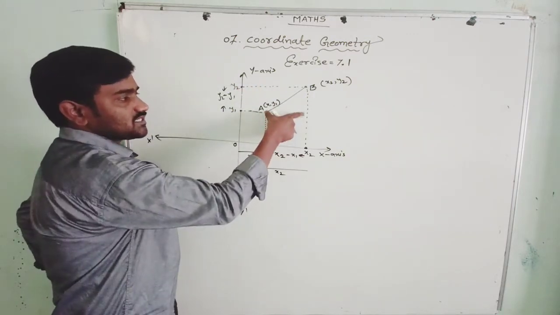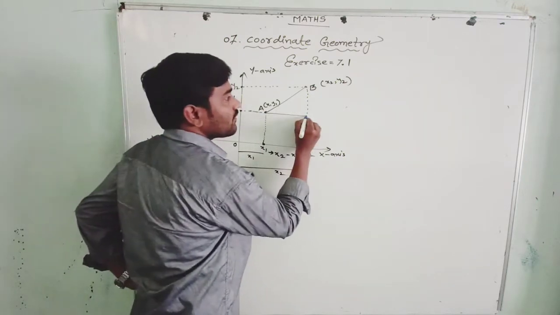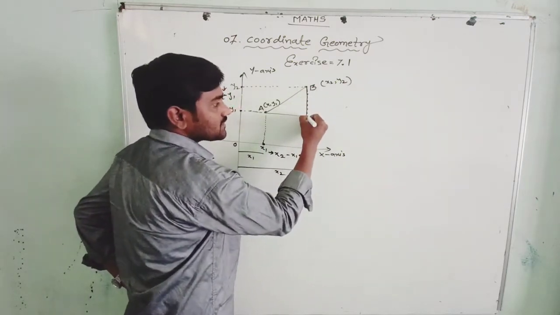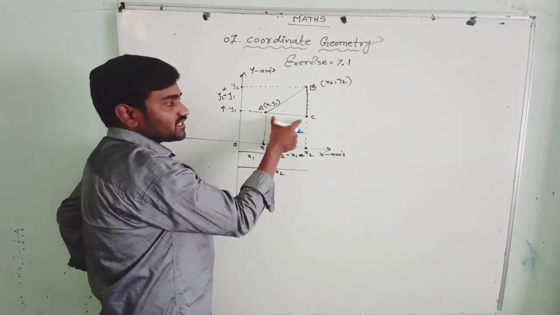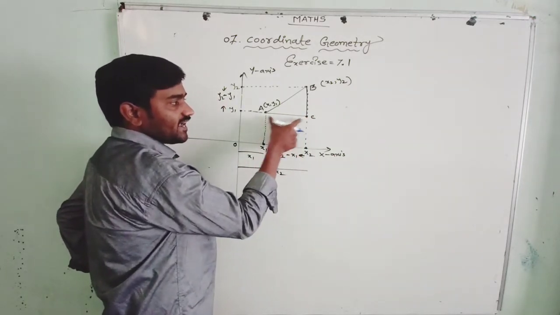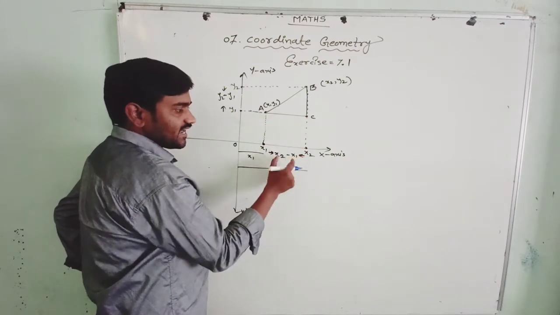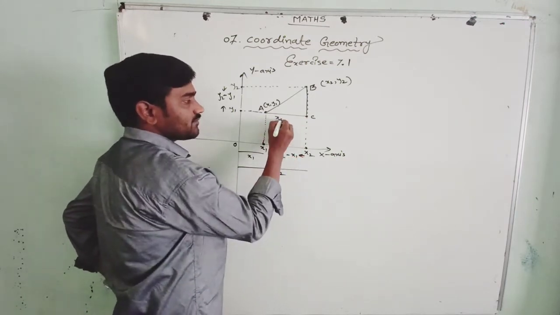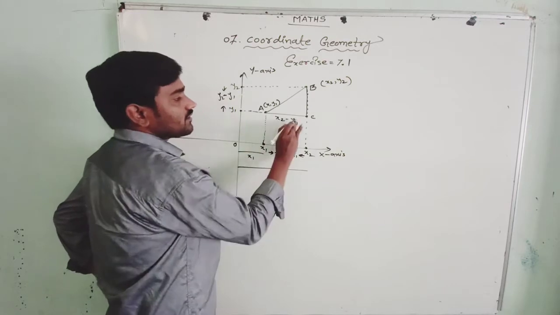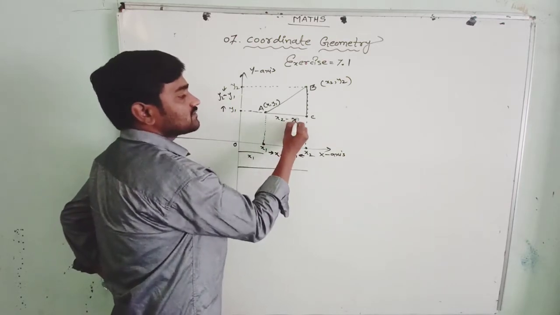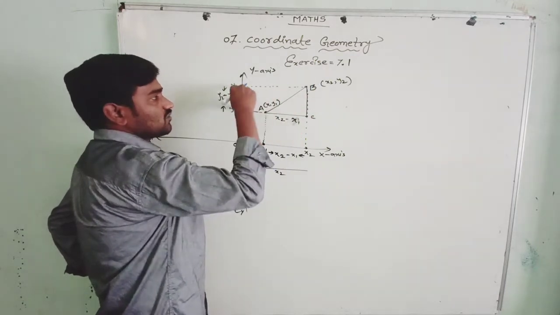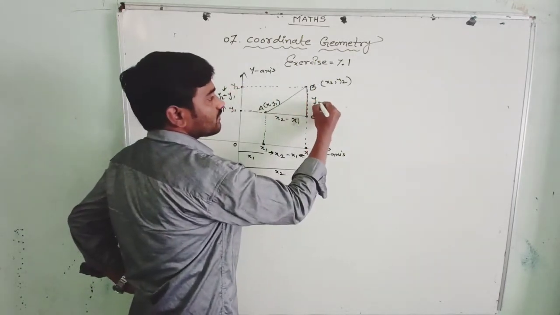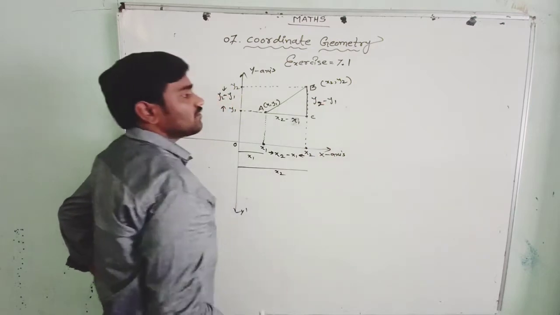Now let us join here like this and put a point C here. Now we know the distance of A and C. The distance A C is x2 minus x1. Similarly, the distance between B and C is y2 minus y1.